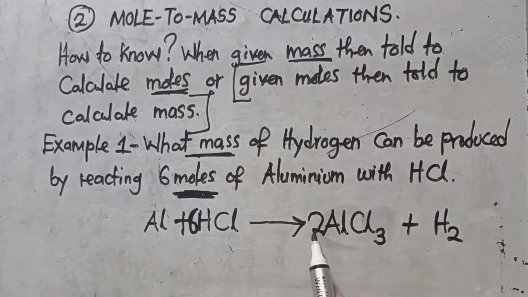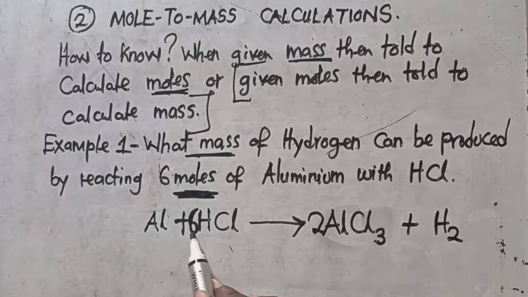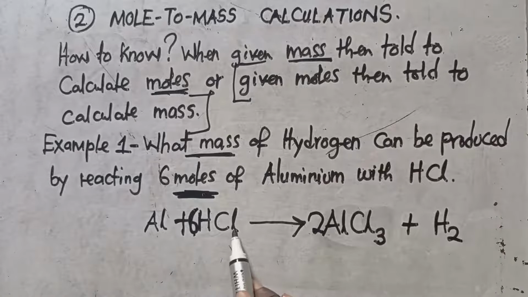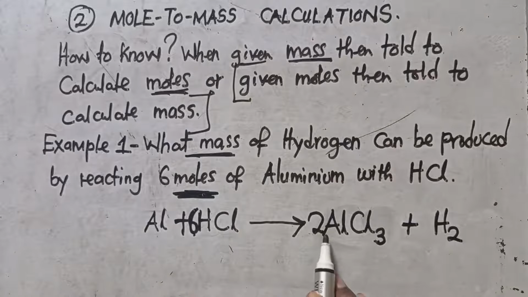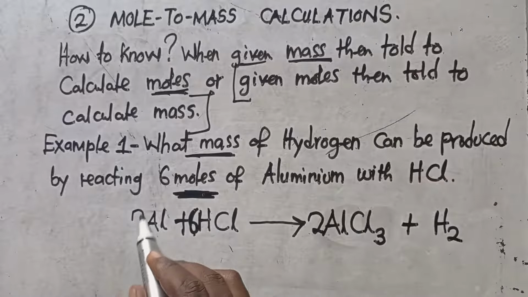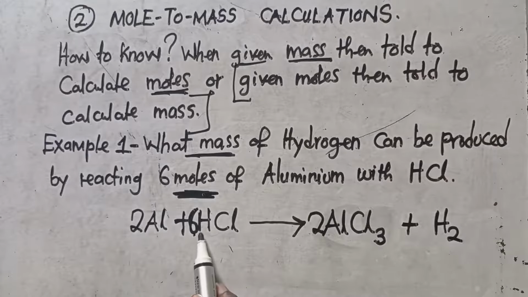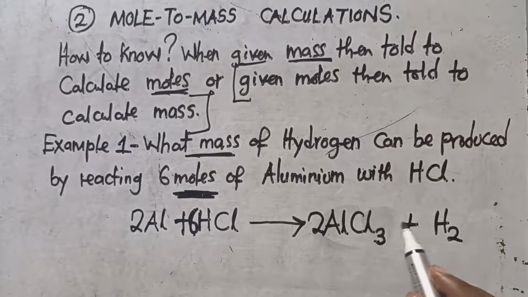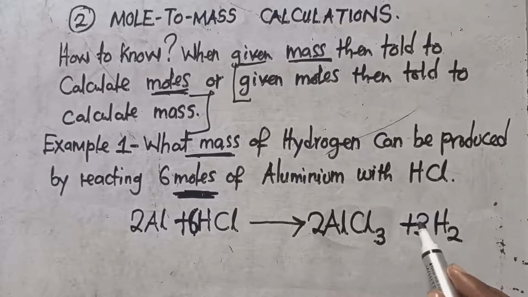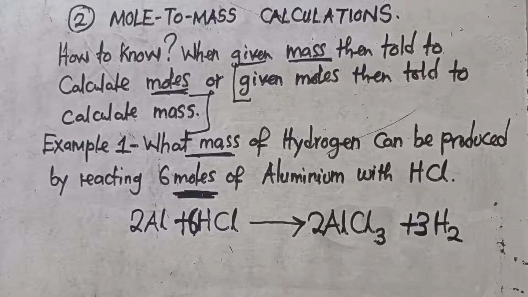Have you seen chlorine 6? 2 times 3, 6. 6 times 1, it is a 6. So chlorine is balanced. Aluminium 2, I can just put a 2 here. Hydrogen 6, I put a 3 here. This is another skill that I've introduced to you now.